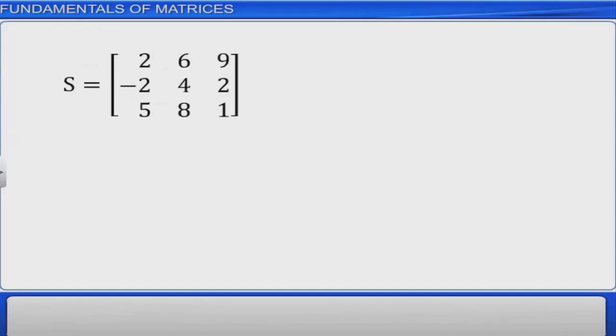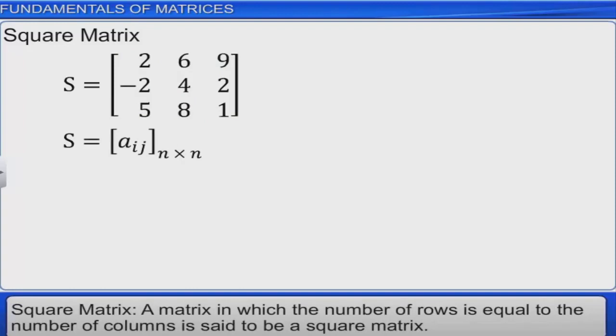A matrix having an equal number of rows and columns is called a square matrix. A matrix of order 3 by 3 is shown here. This matrix has 3 rows and 3 columns. The general representation of a square matrix of order n by n is shown here. A matrix in which the number of rows is equal to the number of columns is said to be a square matrix. We will move to the next type of matrix.